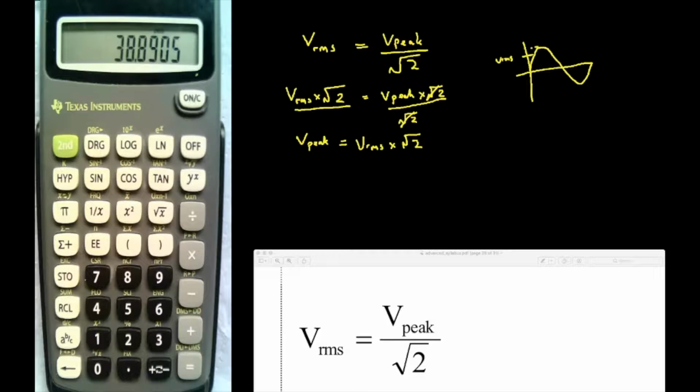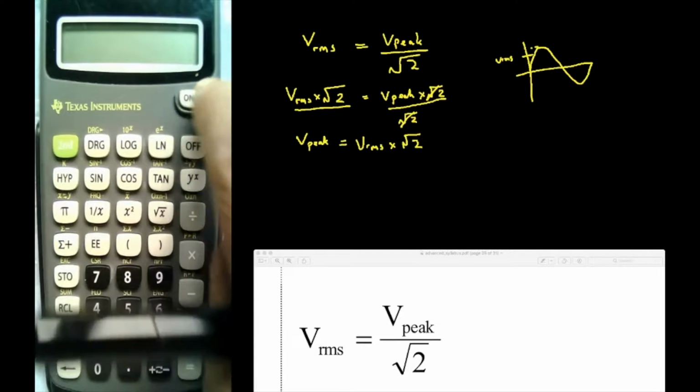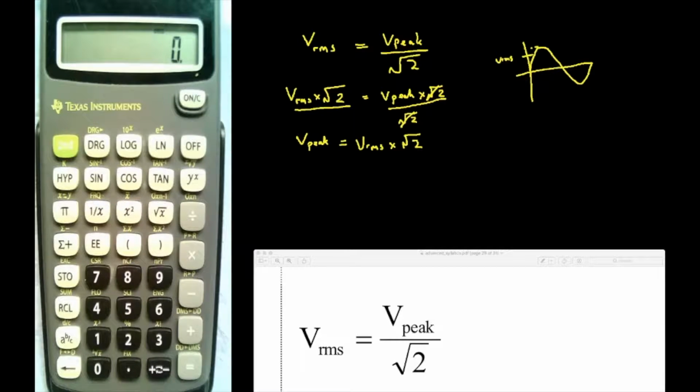Let's say I was given a VRMS of 38 volts. Let's try it. I've probably got some rounding errors here, but I'm expecting to get a V peak of about 55. So let's have a look. I can put in 38 times root 2. Well, I'll do the root 2 first. So I press 2 and square root. That gives me 1.4. And I can multiply that times 38. And I get 53, nearly 54 volts.